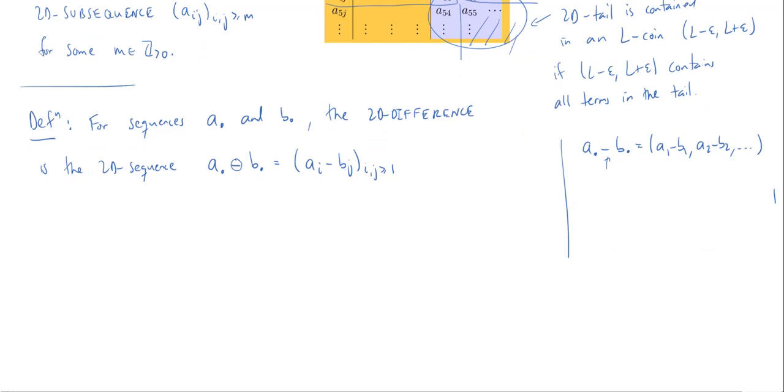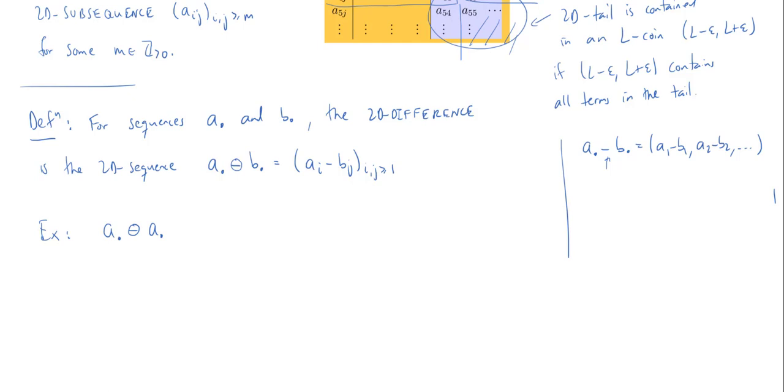Now, as I said, I'm going to be much more interested in the case, at least for now, where instead of taking A and B, I'm just taking A and A. So I actually want to be able to compute the 2D difference of a sequence and itself. Okay, so here's an example. We want to do the 2D difference, so I get the circle here. And what is this going to look like?